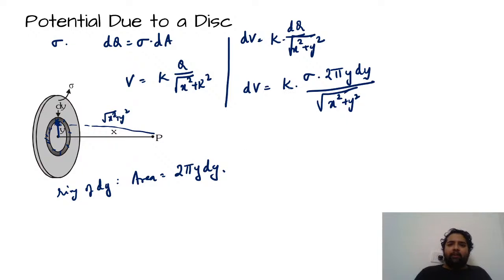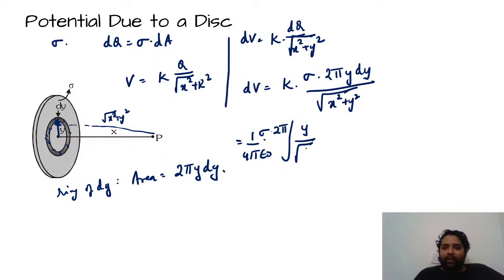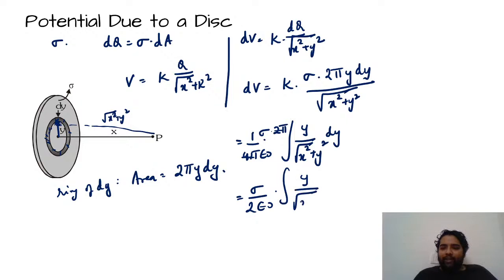Okay, but now I am going to convert k to 1 by 4 pi epsilon naught, because it will become easy to cancel the whole thing. So I will get 1 by 4 pi epsilon naught into sigma into 2 pi y dy. All of these are constants and I have to only integrate y over root over x square plus y square dy. The 2 pi cancels and you will end up getting sigma by 2 epsilon naught into integration of y over root over x square plus y square.